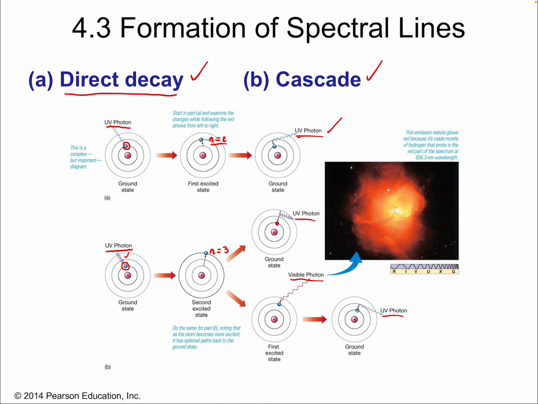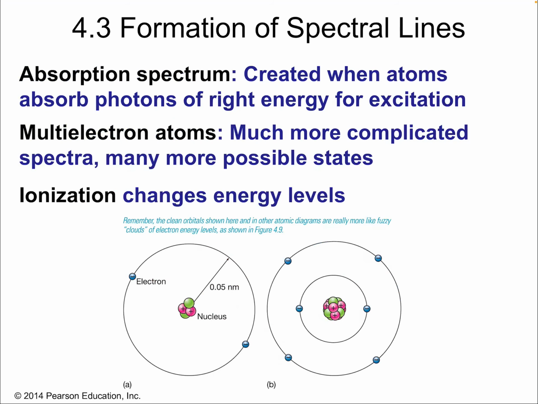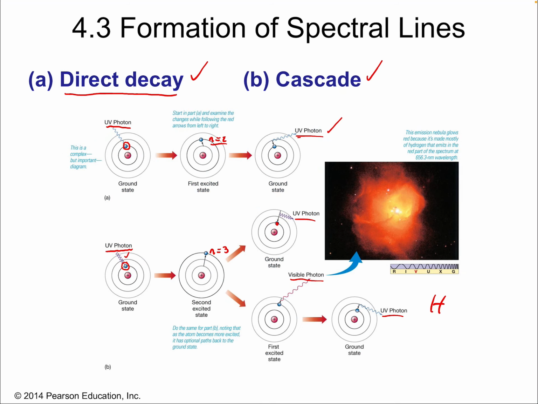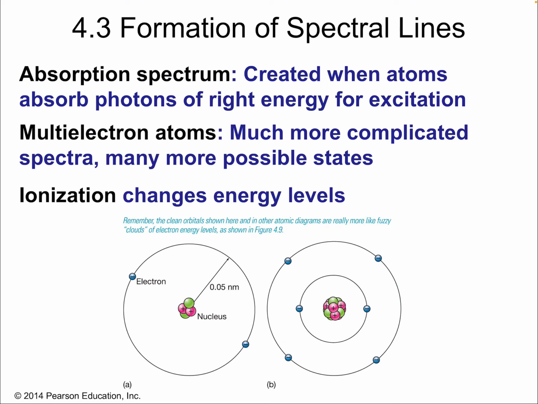nucleus of an atom. Okay, in this case, again, we're assuming it's all really hydrogen because we keep showing 1 proton and 1 electron. Well, the absorption spectrum is created when atoms absorb photons of the right energy for excitation. All right, so it's basically just the absorption part, like shown in this step right here. Okay, so that's where you get the idea of those black lines in the otherwise continuous spectrum.